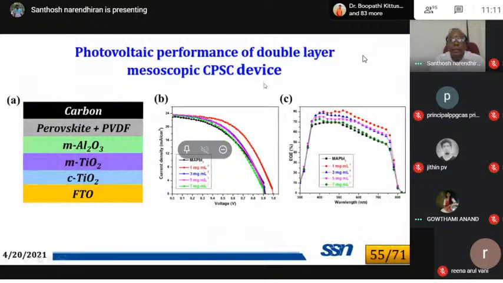Double layer mesoscopic carbon-based perovskite solar device, the double layer device. Here, in this case, 1 mg per ml gives you the best performance.